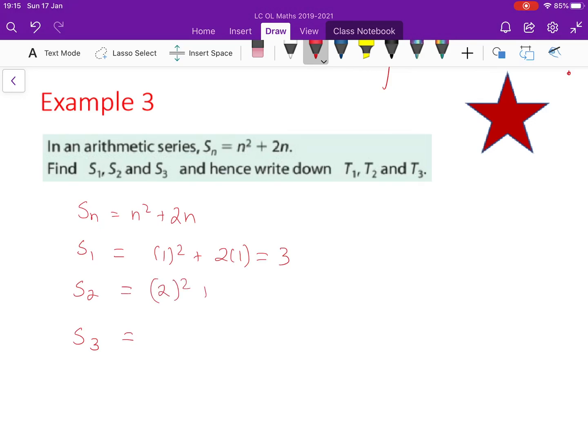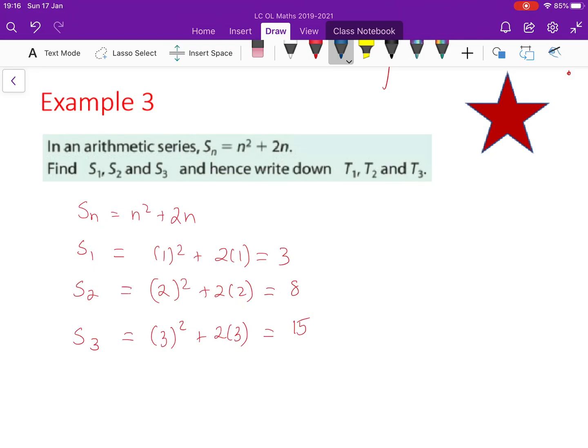The next one is 2 squared plus 2 times 2, which is equal to 8. 2 squared is 4, and 2 by 2 is 4 as well. And S of 3 is 3 squared, which will be 9, plus 2 times 3, which is 6, is equal to 15.